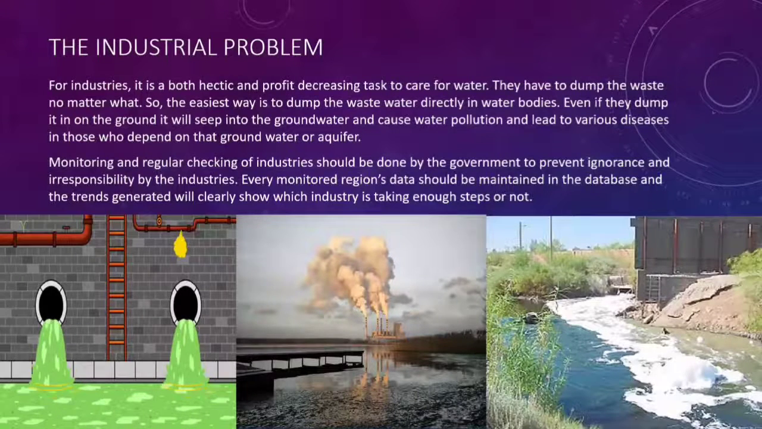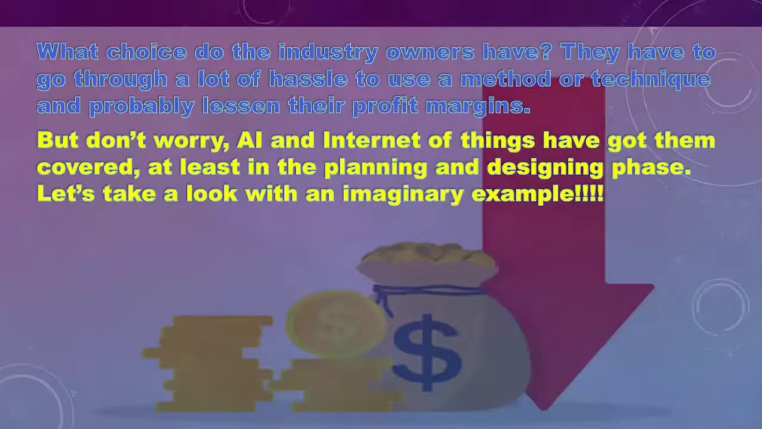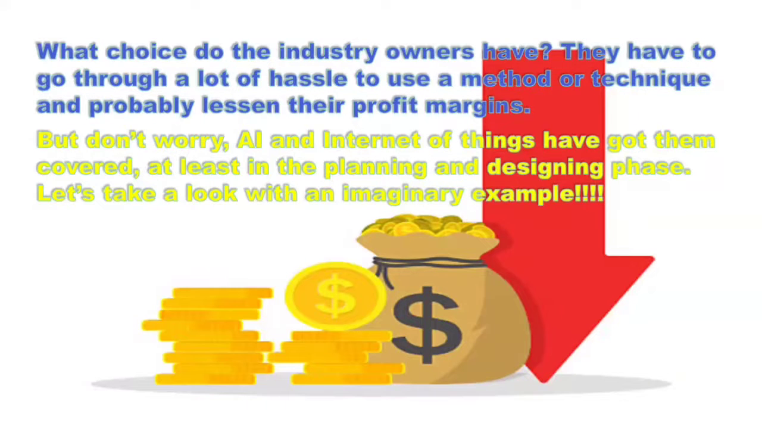Now, you might think, what choice do the industry owners have? They have to go through a lot of hassle to use a method or technique and probably lessen their profit margins. But don't worry, AI and Internet of Things have got them covered, at least in the planning and designing phase. Let's take a look with an imaginary example.